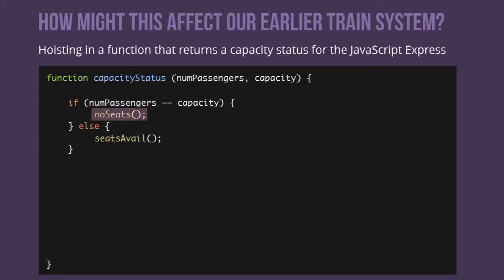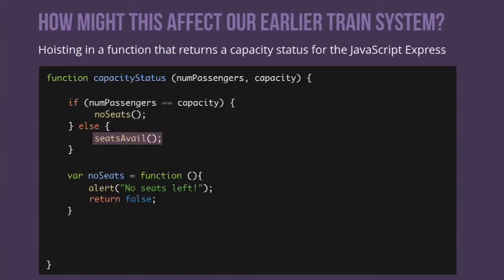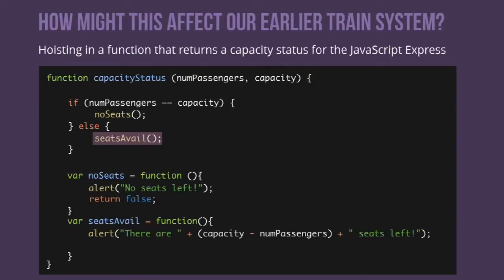What if we, in our normal coding process, just started to assign a noSeats variable a function expression? And we said alert, no seats left, and then we return false. Next, if we did the same thing on the seatsAvail function, and we just assigned a function expression to the seatsAvail variable, inside the seatsAvail function we would just alert a message that tells us how many seats are left for passengers. And that function would return true.